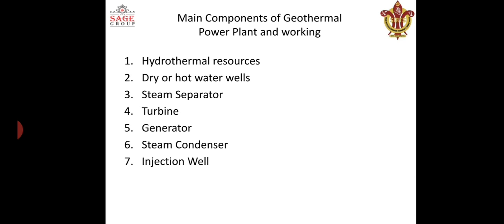So the fifth one is the generator. The generator generates the electricity. It is coupled to the turbine shaft and converts the mechanical energy of the turbine into electrical energy.